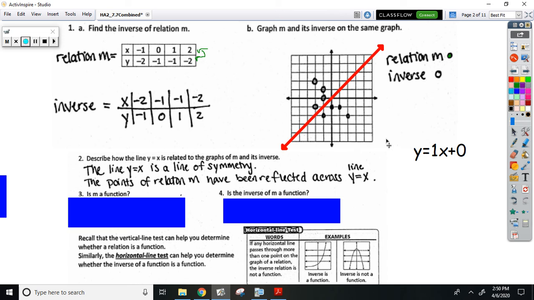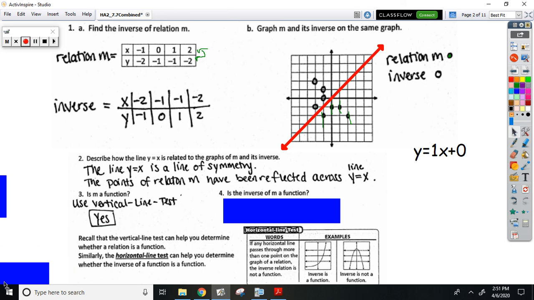They then ask us, is m a function? So m is our solid dots. How can we test if something is a function by looking at the graph? The vertical line test. So remember, the vertical line test is where we would draw vertical lines through the points and see if they touch one or more points at a time. So just looking at the solid dots, if I were to draw vertical lines, they only hit one point at a time, so we would say that yes, m is a function.